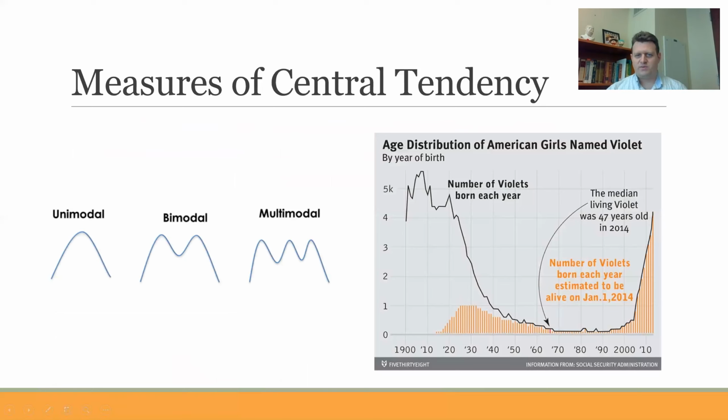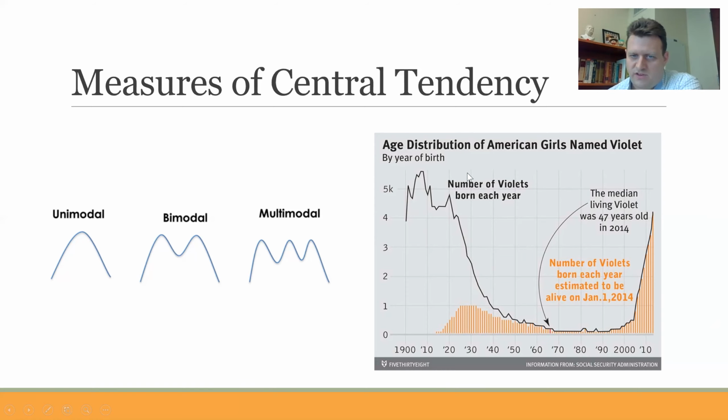Let's look at some actual data. So this is from 538.com. This is Nate Silver's website, a statistician. He does a lot of political statistics. Very cool website, by the way. Here we're looking at the age distribution of American girls named Violet. And we calculate in each year how many baby girls are named Violet. So look at this black line right here. How do we describe this distribution?